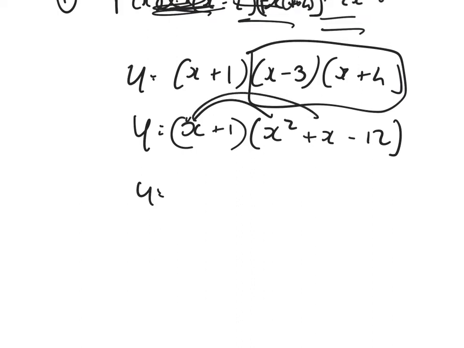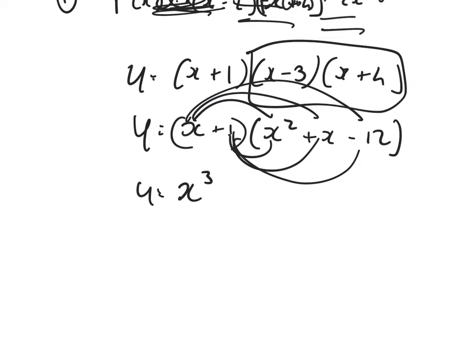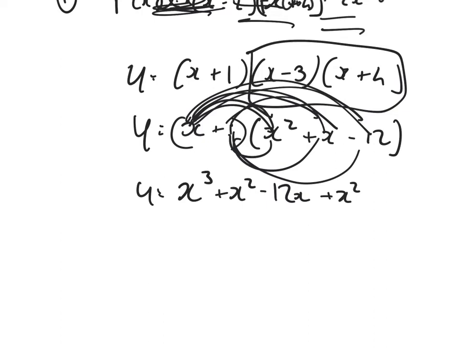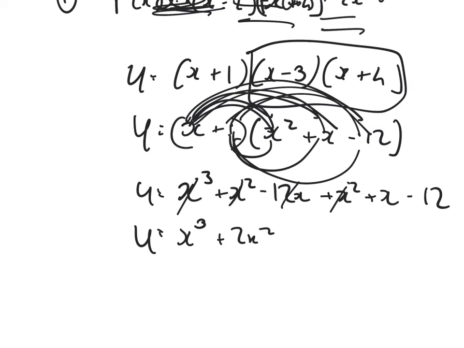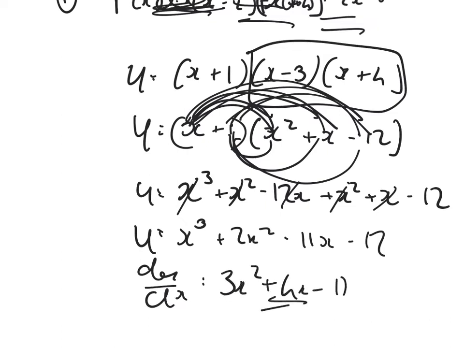I can now do that. So that will be y equals x cubed plus x squared minus 12x plus x squared plus x minus 12. Let's see if I can collect together terms here. So it'll be x cubed plus 2x squared minus 11x minus 12. I'm now ready to differentiate, which will be 3x squared plus 4x minus 11.